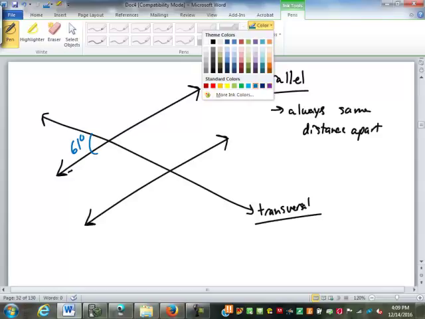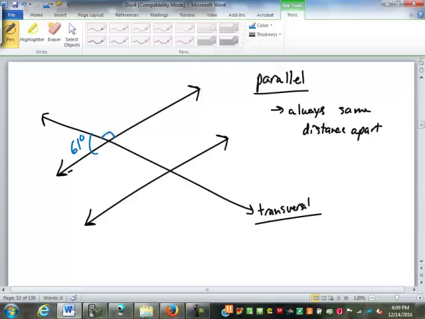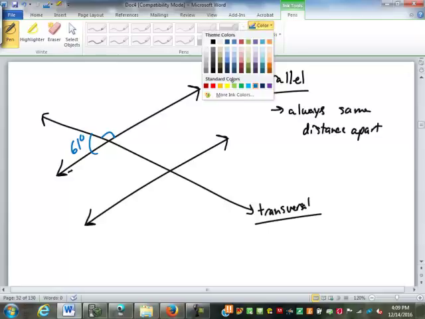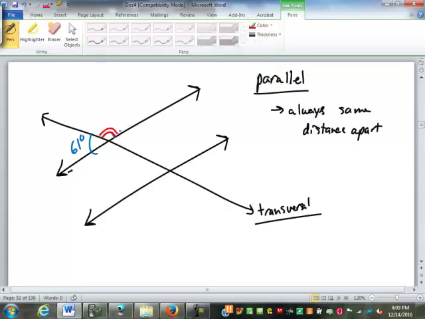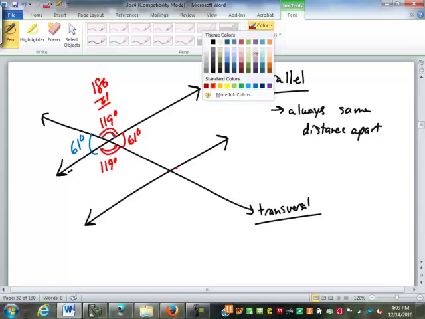We have that vertical angle situation right here. What's this angle have to be? Right here. 180 minus 61 or 119, right? What's this one have to be? Not everybody at once. Has to be 61. And this one? 119 again. How about down here?